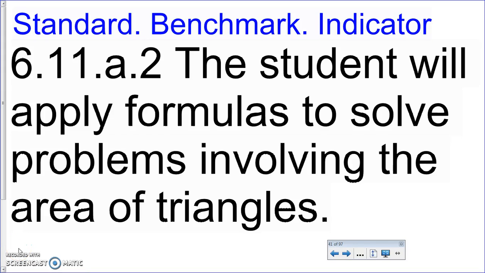Today we are learning how to find the area of triangles. Please copy the standard and indicator on a clean page in your math notebook. The student will apply formulas to solve problems involving the area of triangles.